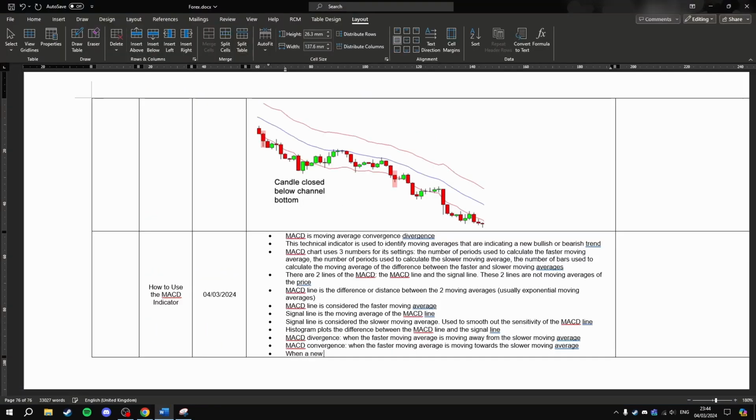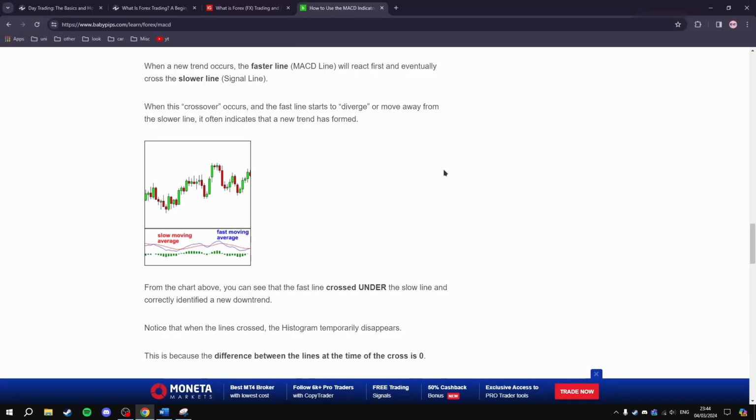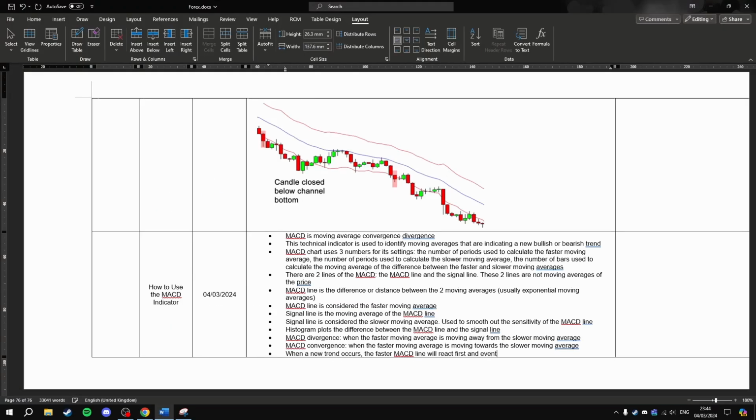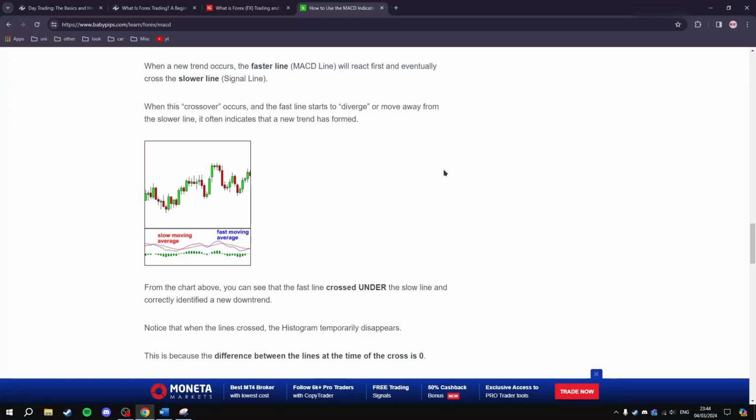When a new trend occurs, the faster MACD line will react first and eventually cross over the slower signal line. When this crossover occurs and the fast line starts to diverge or move away from the slow line, it often indicates that a new trend has formed. So we can see that these two lines are getting closer and closer on top of each other, and then they start to grow further apart again.